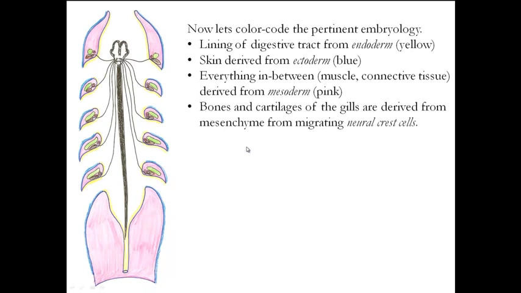Now the muscle in this area is coming from somites, or to be technically correct, somitomeres in the head region that migrate in here and pull their innervation along with them.